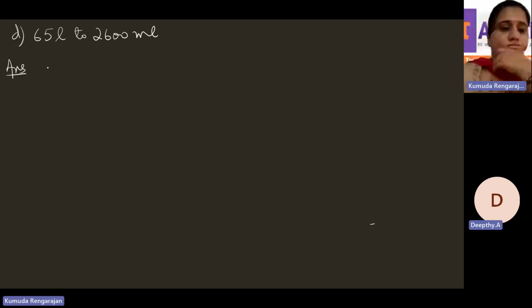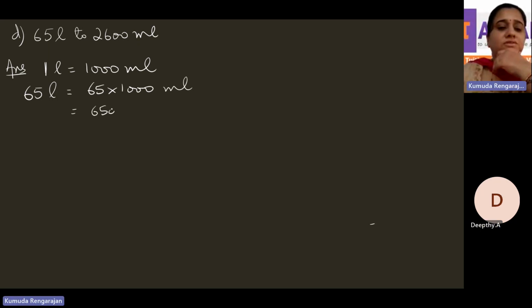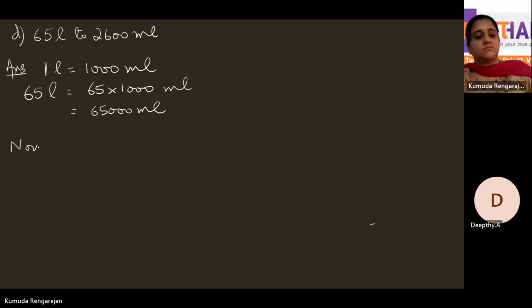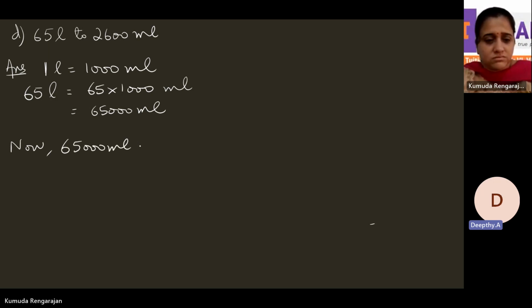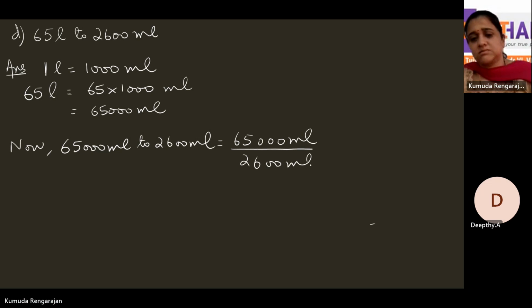Yes, ma'am. One liter equals 1,000 milliliters. Then 65 liters equals 65 into 1,000 milliliters. So 65 followed by 3 zeros. Then I wrote 65,000 milliliters to 2,600 milliliters is equal to 65,000 by 26,000, and then I cancelled milliliters and the zeros.